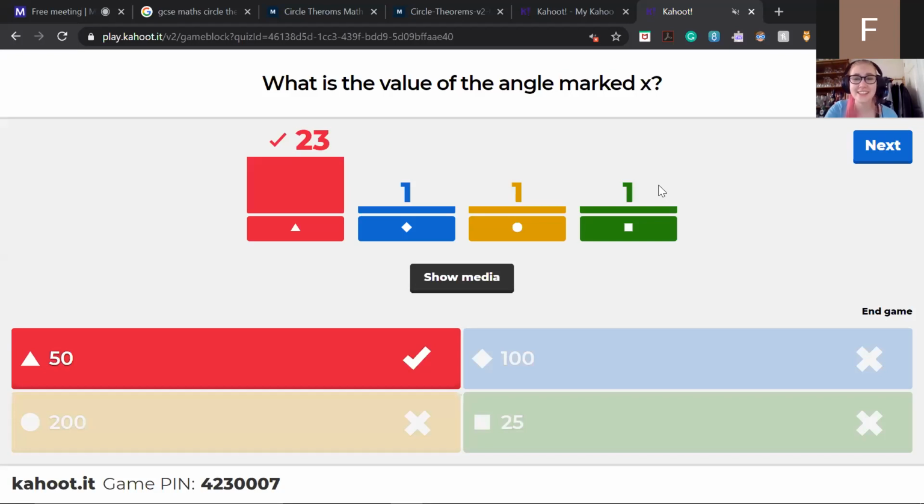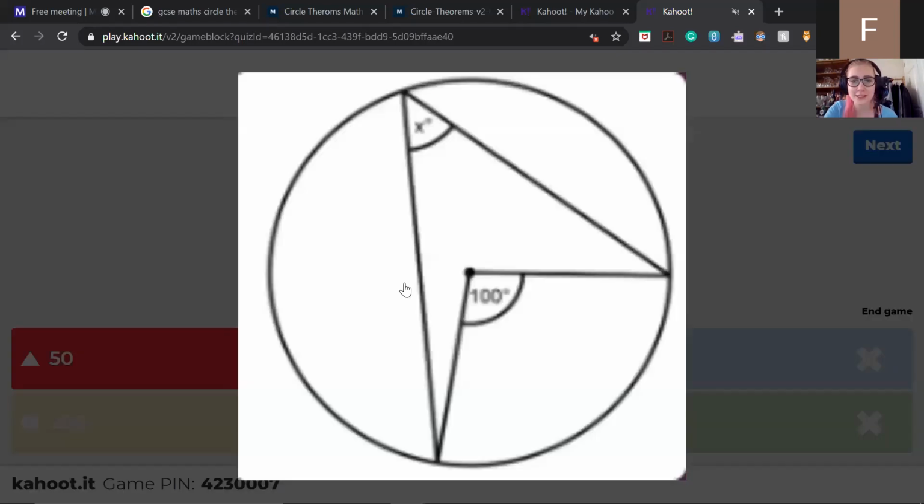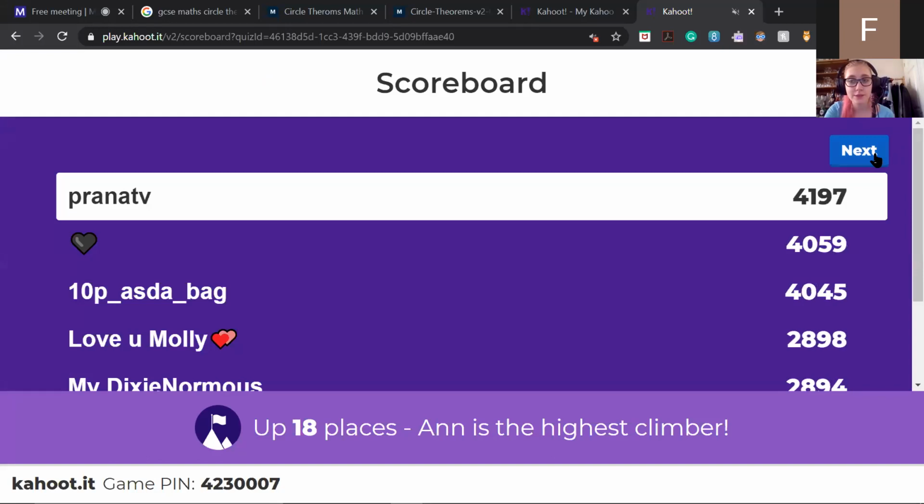Excellent, well done. So that's the vast majority of people got it. So this is where the angle at the center is twice the angle at the circumference. We've seen it two or three times now. So if this one's 100, this one's 50. So well done.